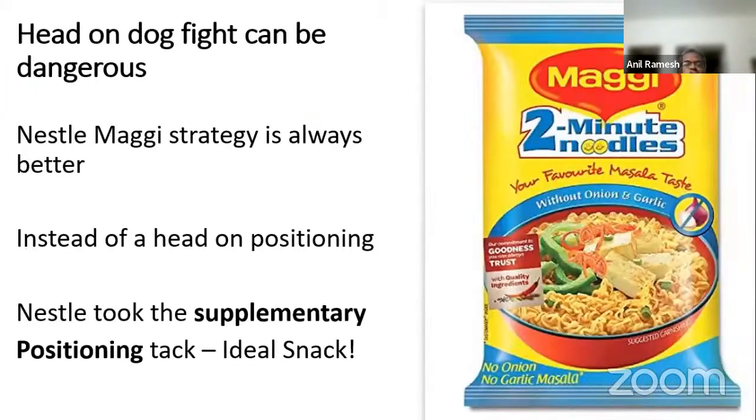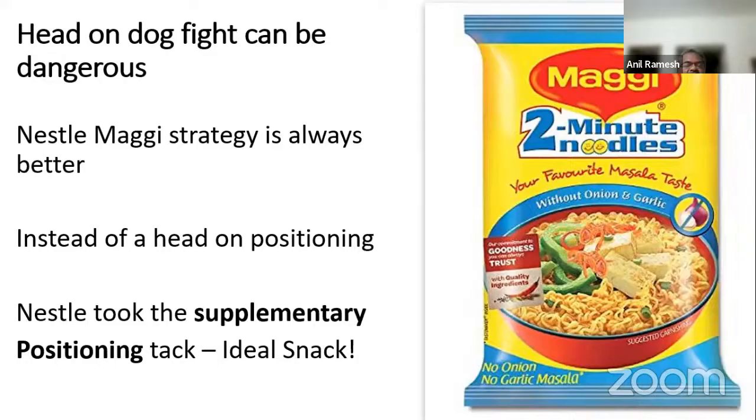So head-on positioning, in fact, students should understand that head-on positioning is not always very good when you have an entrenched market or customers. If you directly take a head-on collision with the Indian homemaker, they simply refuse and say, rubbish, I'll not take it. If you look at Nestle Maggi, Nestle and Maggi's strategy is always better.